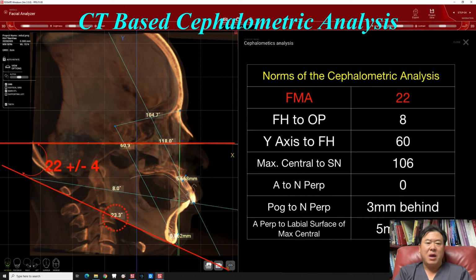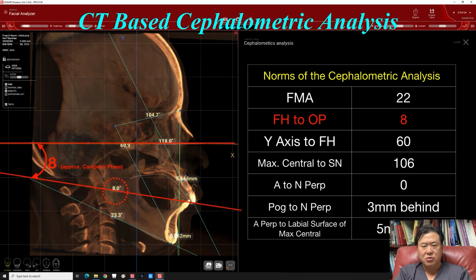The Frankfurt mandibular angle is shown here, and its normal, average value is about 22 degrees. Occlusal plane angle in relation to Frankfurt horizontal plane is about 8 degrees. And if a patient shows physiologic VDO, this 8-degree plane is roughly parallel to Camper's plane. I use Camper's plane, or some people call it ala-tragus line, and it is the go-to plane for building the occlusion.